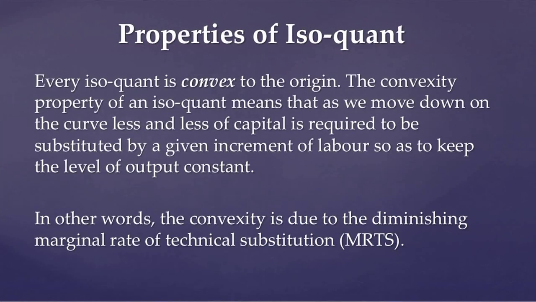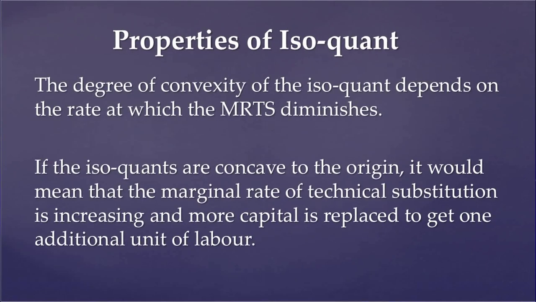Every isoquant is convex to the origin. The convexity property of an isoquant means that as we move down on the curve, less and less of capital is required to be substituted by a given increment of labor so as to keep the level of output constant. In other words, the convexity is due to the diminishing marginal rate of technical substitution. The degree of convexity of the isoquant depends on the rate at which the MRTS diminishes. If the isoquants are concave to the origin, it would mean that the marginal rate of technical substitution is increasing and more capital is replaced to get one additional unit of labor, which is not the case.